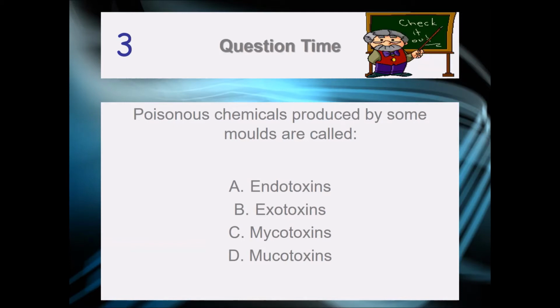Question 3. Poisonous chemicals produced by some moulds are called A. Endotoxins, B. Exotoxins, C. Mycotoxins, D. Mucotoxins.